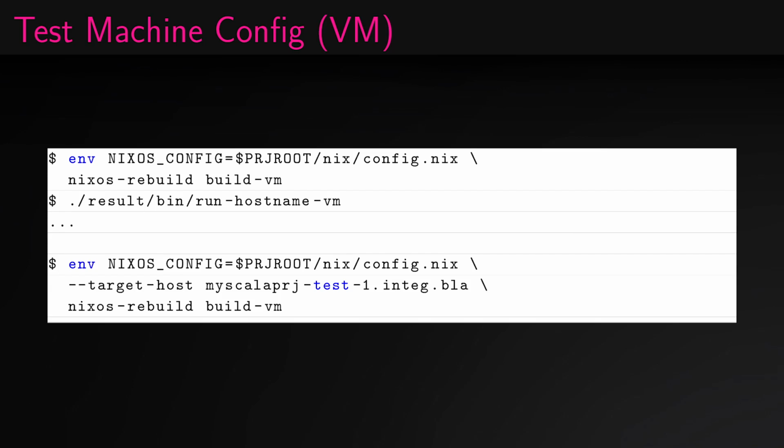Basically, you're just rebuilding NixOS using a particular configuration file, and it builds a VM, and then you can run it locally. You can also push this to a particular test host, as long as you have SSH access and all the required permissions on that host. So the commands are almost identical, except you're providing a target host argument here.